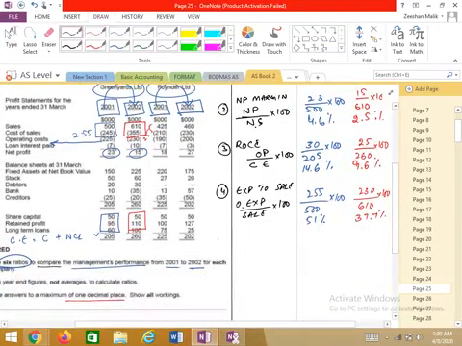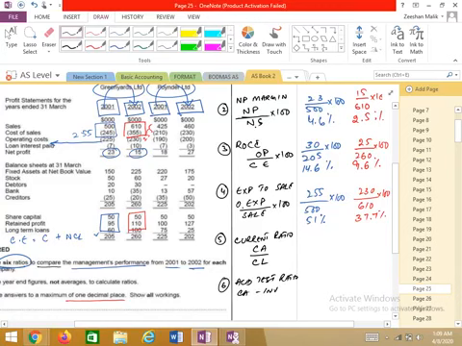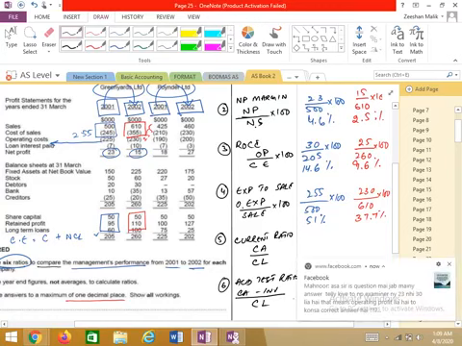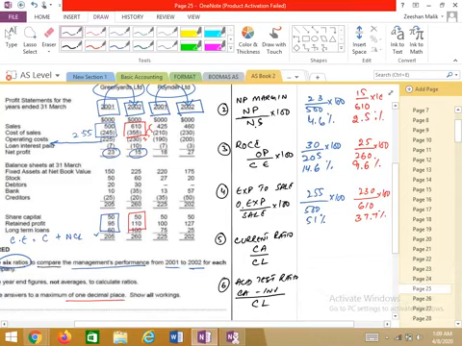Now number 5, we can pick the liquidity ratios like current ratio, current assets over current liabilities, and number 6 is asset test ratio: current assets minus inventory divided by current liabilities. This way we will calculate all these ratios.